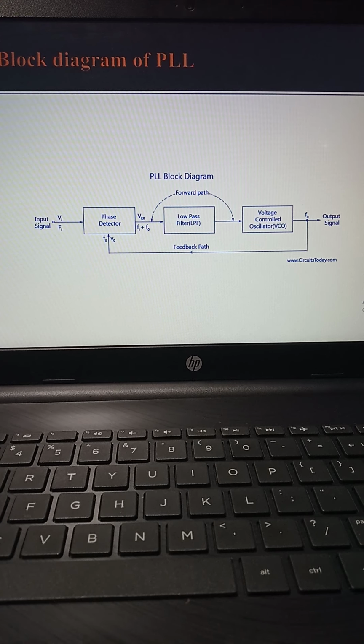The next block is the low pass filter. We know that a filter is a frequency selective circuit. If we consider the frequency response of a filter, then it consists of two main parts, that is the pass band and the stop band. As it is a frequency selective circuit, it passes a certain band of frequencies, which is called the pass band, and it blocks the remaining frequencies, which is called the stop band.